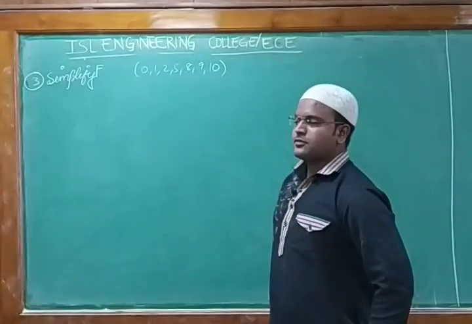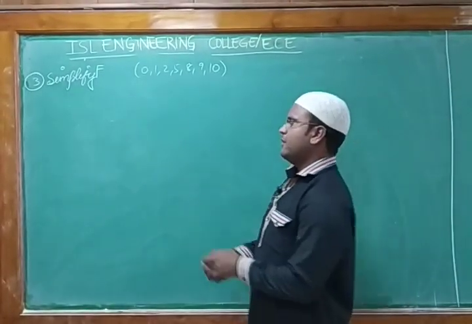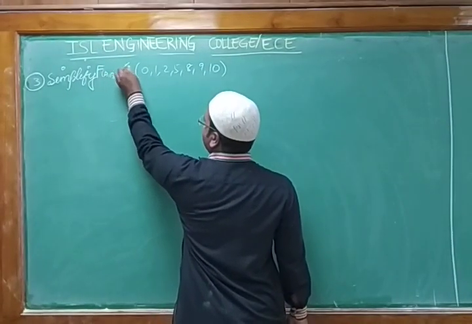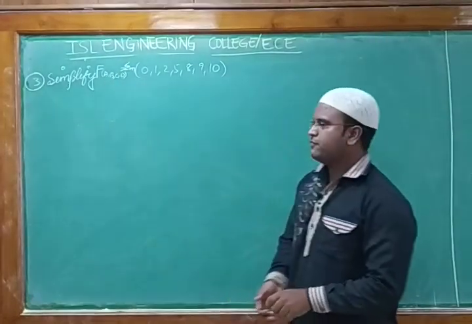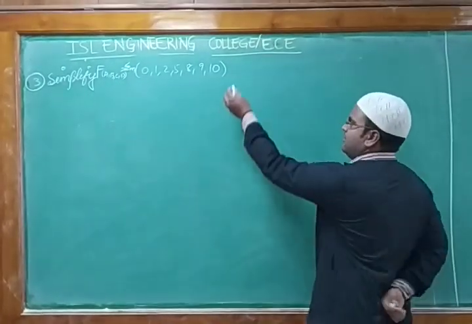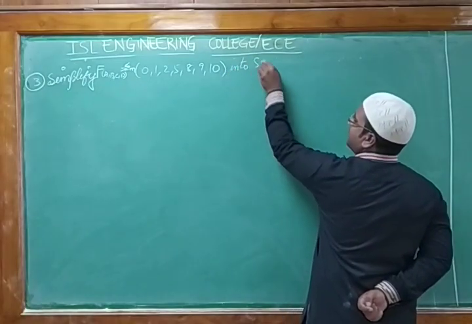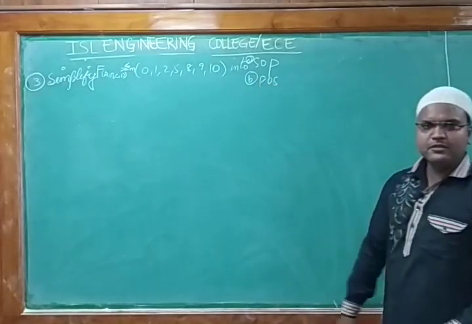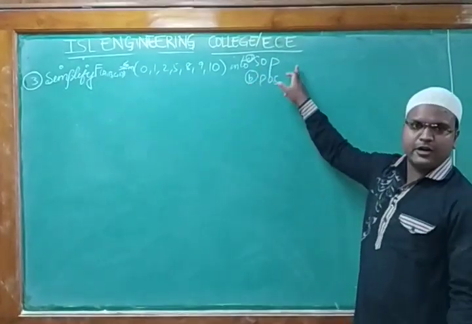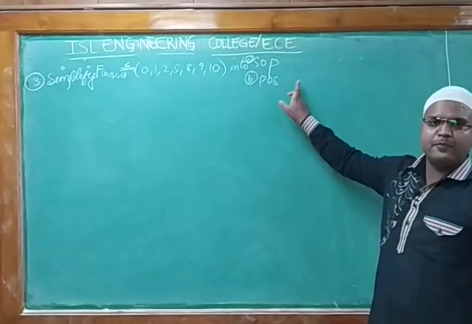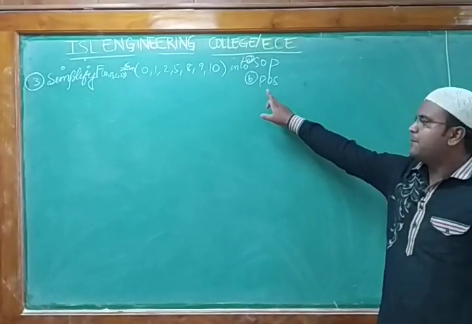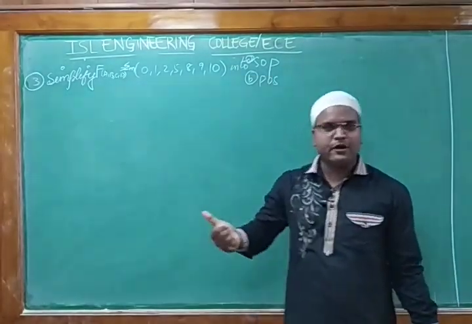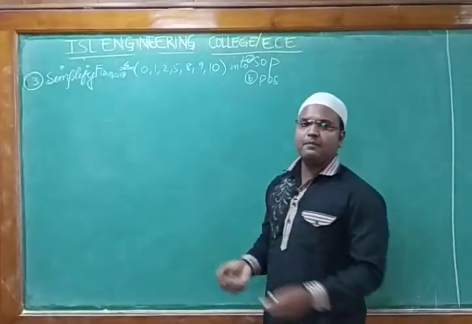So students, to see the next problem, problem number 3. In this they gave Boolean function f of a, b, c, d is equal to summation m of 0, 1, 2, 5, 8, 9, 10. They asked to convert into SOP in the first part, and in the second part to convert into POS. SOP means we need to convert that into sum of product. Second, we need to write it in terms of POS, which indicates product of sum. So we have to convert this Boolean function into sum of product and product of sum by using K-maps.